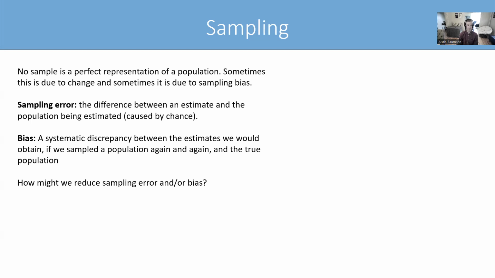Sometimes this is due to random chance, which is what that's supposed to say, chance, but spell check. And sometimes it's due to sampling bias. So we might have sampling error, where the difference between an estimate and the population being estimated is caused by chance. Or we could have bias, a systemic discrepancy between the estimates we would obtain if the sample were truly the entire population, or if we sampled the same population again.